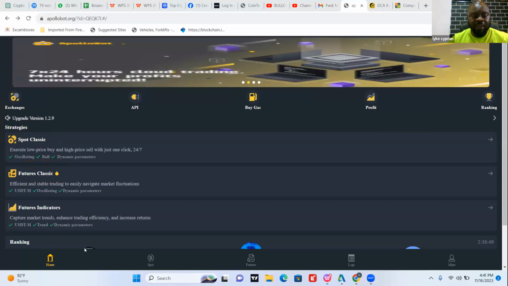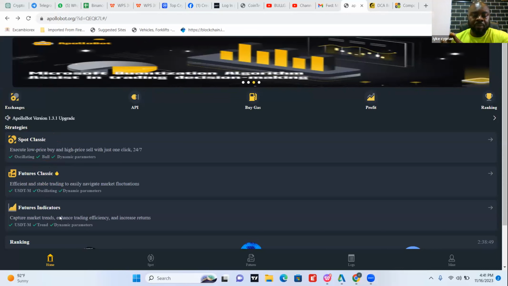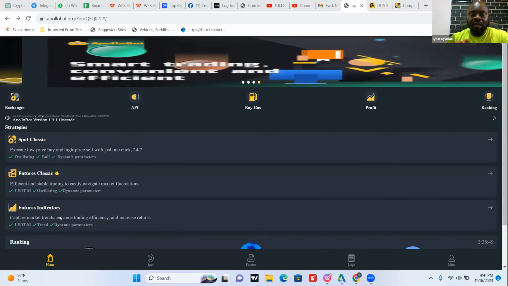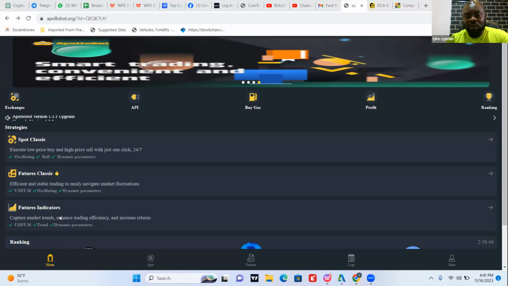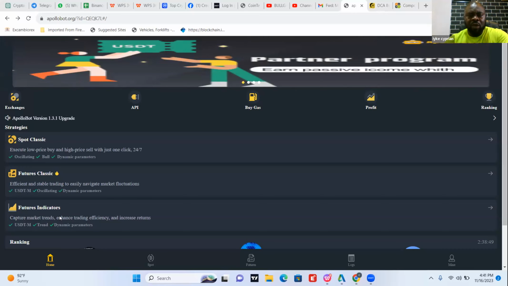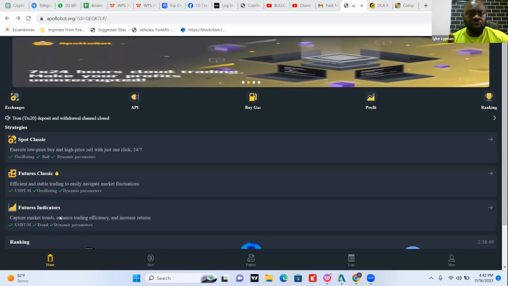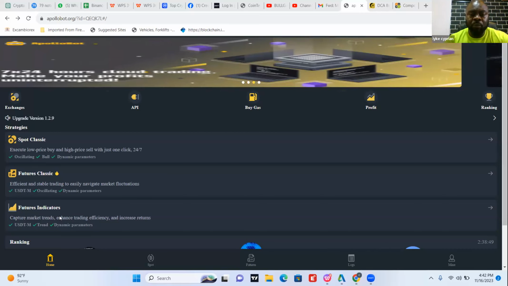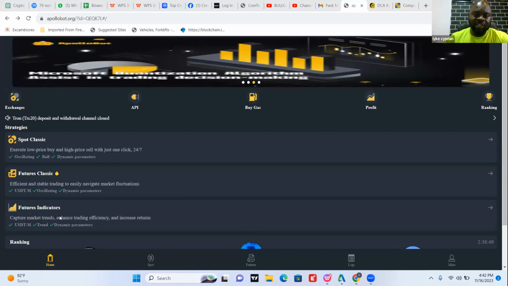So when you come in here, you see home, and you want to connect your exchange with the robot. So I want to quickly correct one impression. A lot of people say, where do I send money on ApolloBot? How do I put my money in ApolloBot? You don't put your capital on the robot. You don't put your capital on ApolloBot.